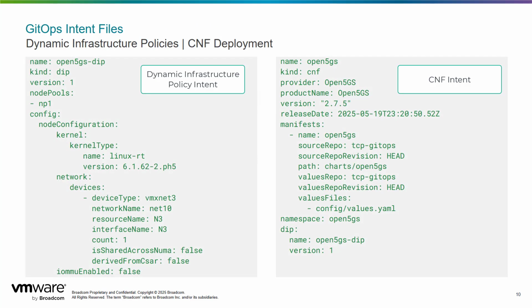To utilize this capability, we need to have CNF intent and dynamic infrastructure policy intent files. Dynamic infrastructure policy intent describes the infrastructure customizations required by the CNF. CNF intent includes the location and details of the CNF to be deployed and a reference to the dynamic infrastructure policy intent. The CNF considered for this exercise is Open5GS.